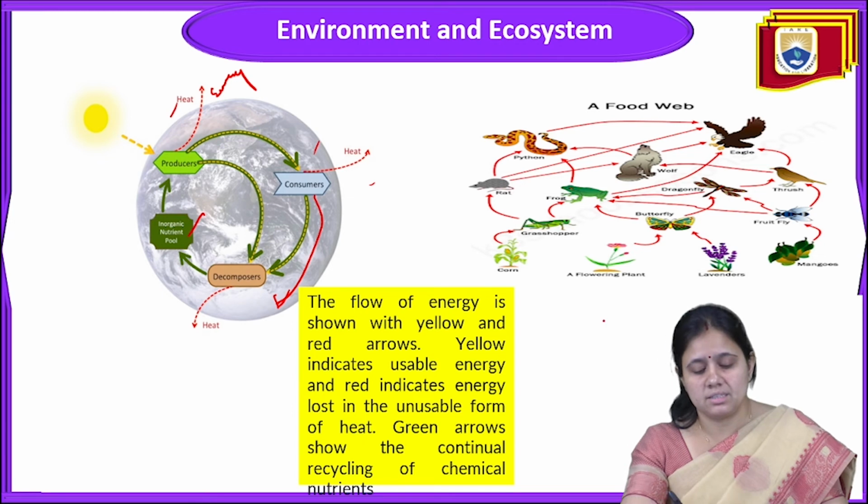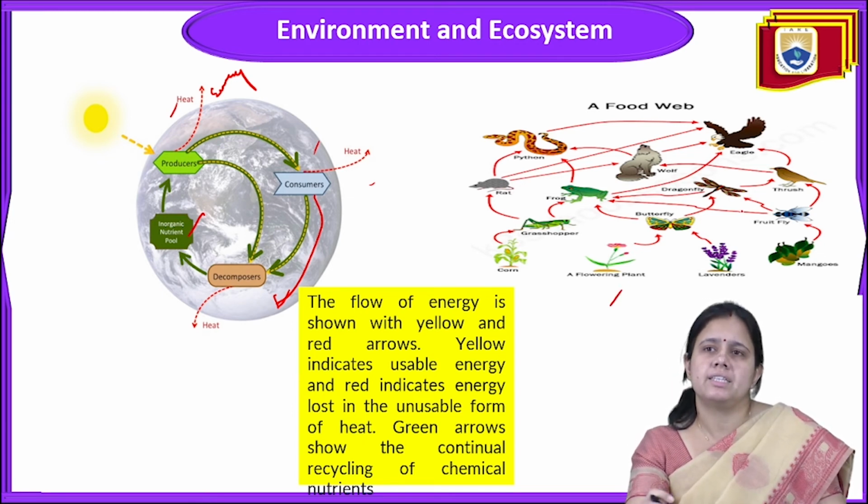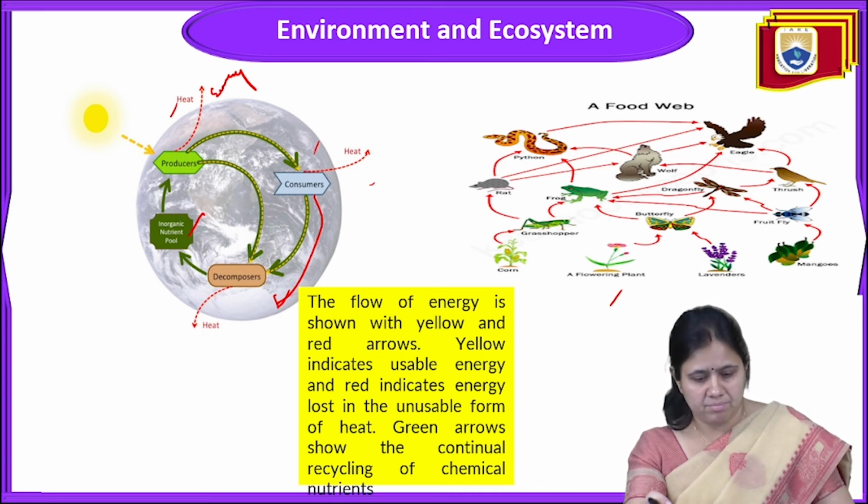And you can see in the picture a food web, meaning lots of food chains are connected and interrelated with each other. This is an example of a food web.